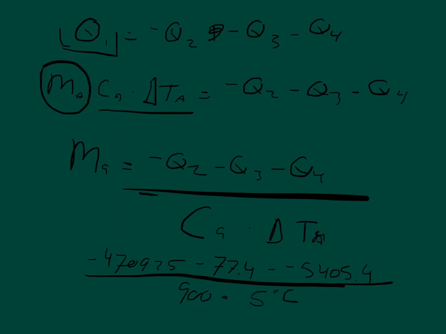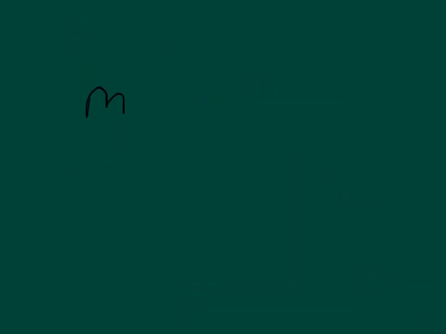When you plug all of that in, you should get that the mass of aluminum is equal to 0.1375. If you're doing good record keeping, you'll know that that's in kilograms. And so it wants the answer in grams, so you'll just multiply that by 1,000, and you get 137.5 grams.